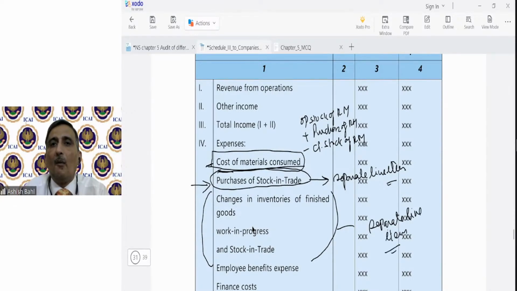Because raw material inventories, its effect has been given here in cost of material consumed. However, a difference between opening stock of work in progress and finished goods and purchases of stock in trade, these have to be disclosed separately as this line item. Clear, guys?